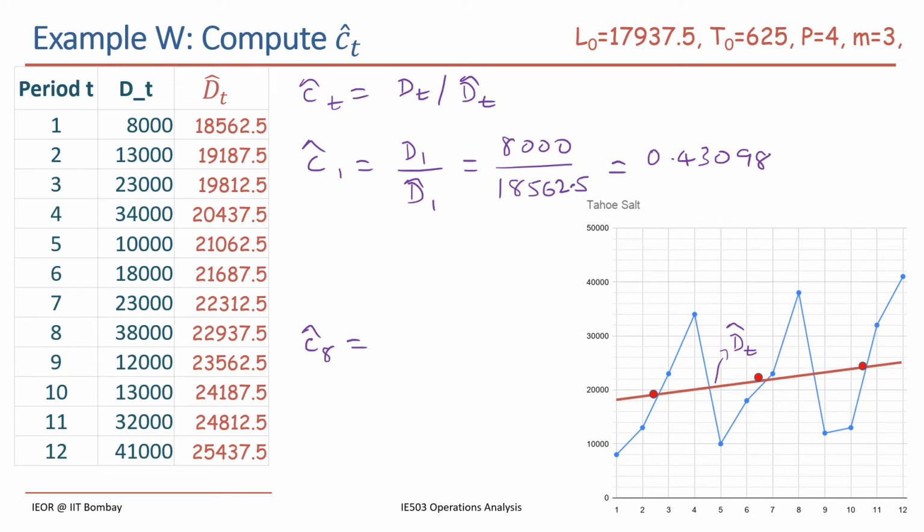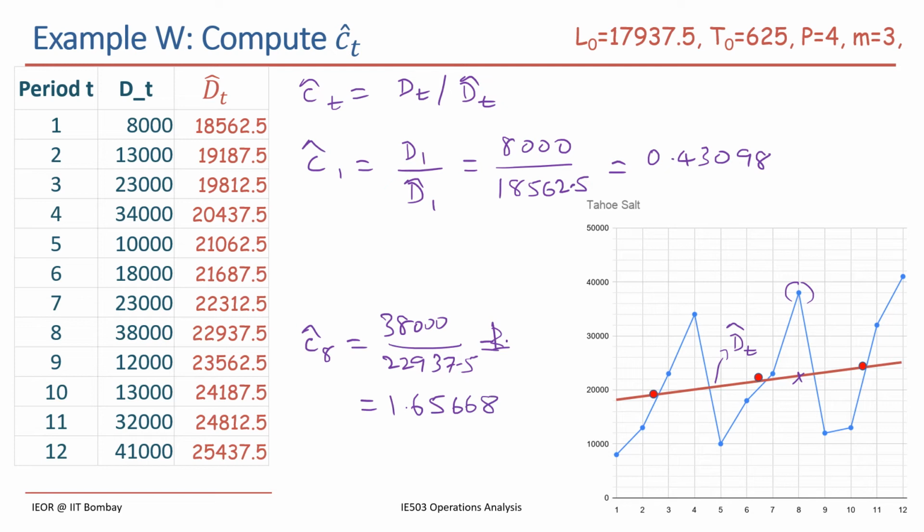Here, the first point that I took, demand is lesser than D hat of t, but it need not be so because there are some points above D hat of t. For example, say C hat of 8, demand is much higher than your D hat of t. So in this case, C hat of 8 would be 38,000 divided by 22,937.5, which comes out to be 1.65668.